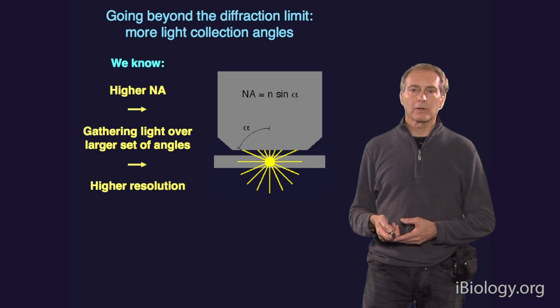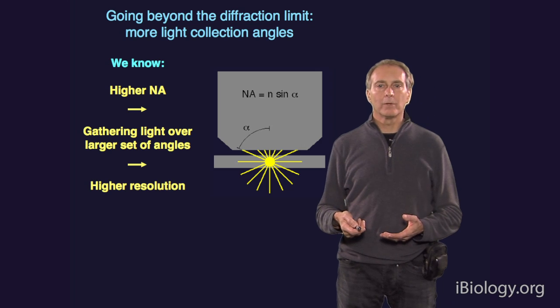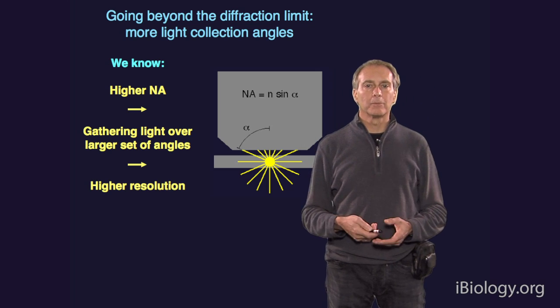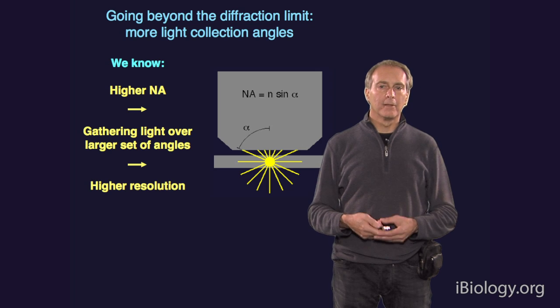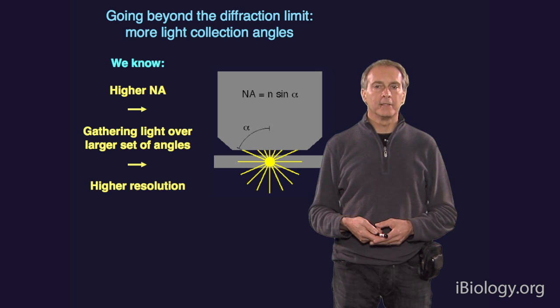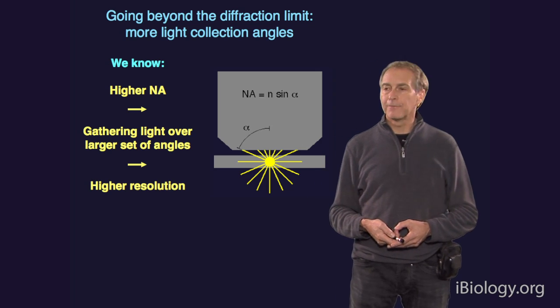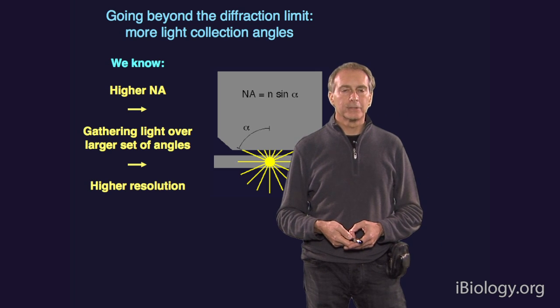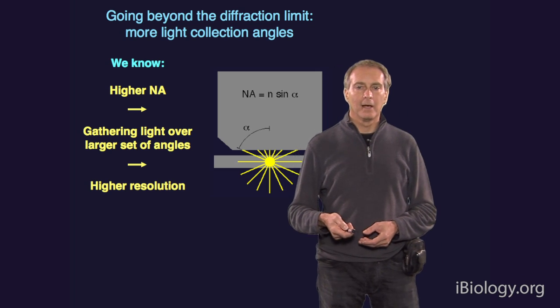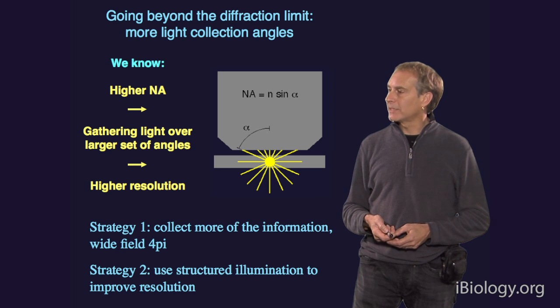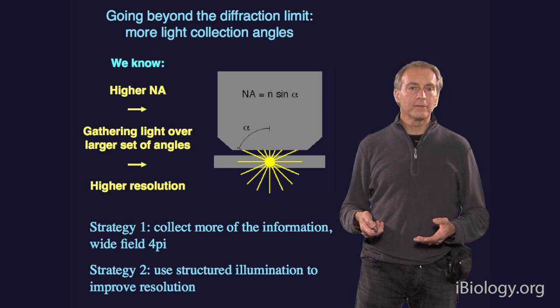But now what we want to talk about is how do we go beyond what seem to be these inviolate physical principles of both the finite wavelength of light and the finite numerical aperture of the lens. And effectively, there are two methods where we can cheat physics, and that's what we'll be talking about in this lecture. The first strategy is to collect more of the information.